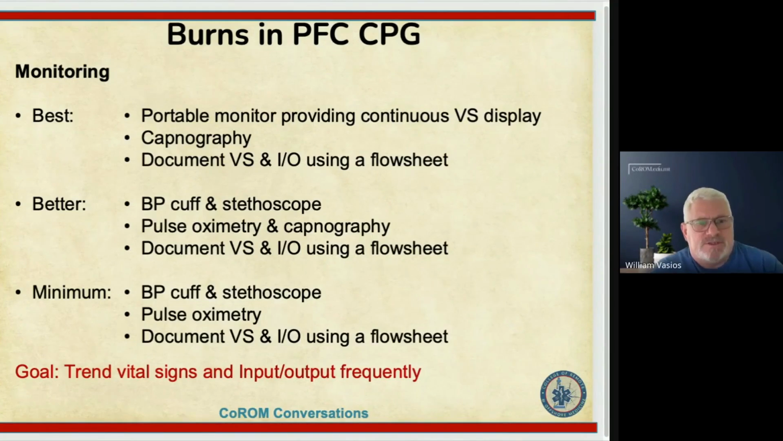So the so what on this is you're trending all the vital signs and everything you're giving the patient and what's coming out. If that's the case, you need to be able to use a blood pressure cuff, stethoscope, pulse oximetry, and then document everything using the flow sheet, whatever flow sheet is, even if it's just something on the wall, right? There's tons of flow sheets out there that work.